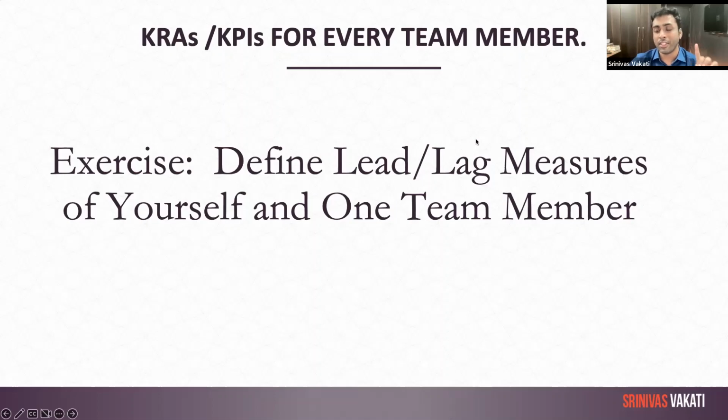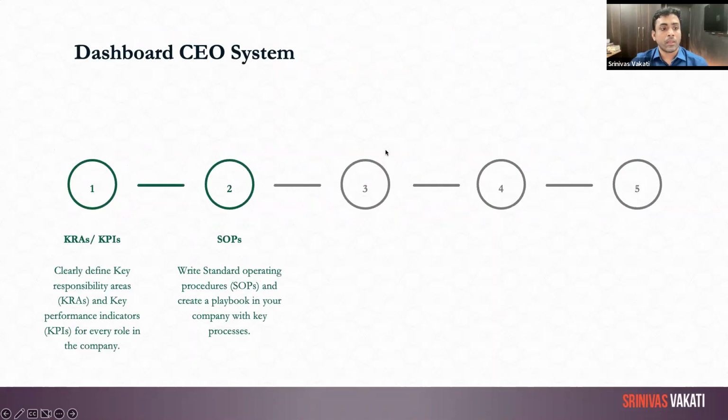That's the first step. Now, how many of you think that if you do this one step, it will bring a lot of clarity in your business? Just type yes in the chat box. Just this one step, defining the key responsibility areas and the key performance indicators in your company. Yeah, so that's the first step. You have clearly defined KRAs and KPIs.